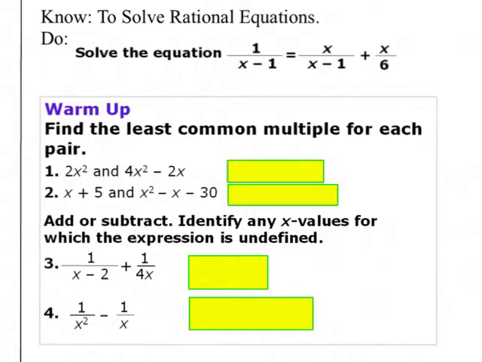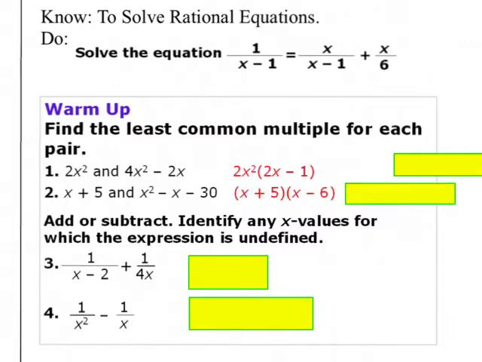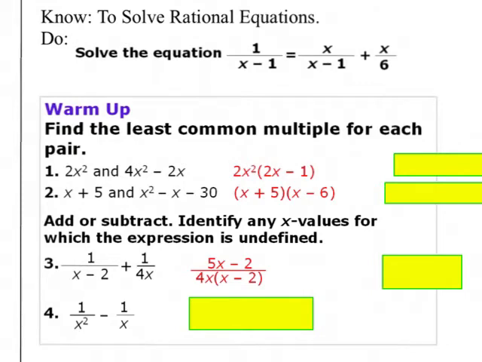Now that you've worked through these 4 questions, let's go ahead and uncover them to see how you did answer-wise. On the first question, this is what we have. So you just realize that the LCM was 2x squared times the quantity 2x minus 1. On the second one, after you factored it, this was your LCM. Okay? Now, third and fourth, you add and subtract it here by finding the common denominator. Here's what you should have gotten.